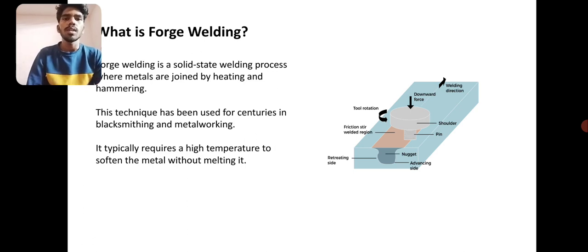And what is meant by forge welding? Forge welding is a solid state welding process where the metals are joined by heating and hammering. This technique has been used for centuries in blacksmithing and welding. It typically requires high temperature to soften the metal without melting. So the paragraph itself defines forge welding: a solid state welding of metal using heat and hammering. It is a technique used from centuries ago, followed by blacksmiths, and typically requires high temperature to weld the materials.